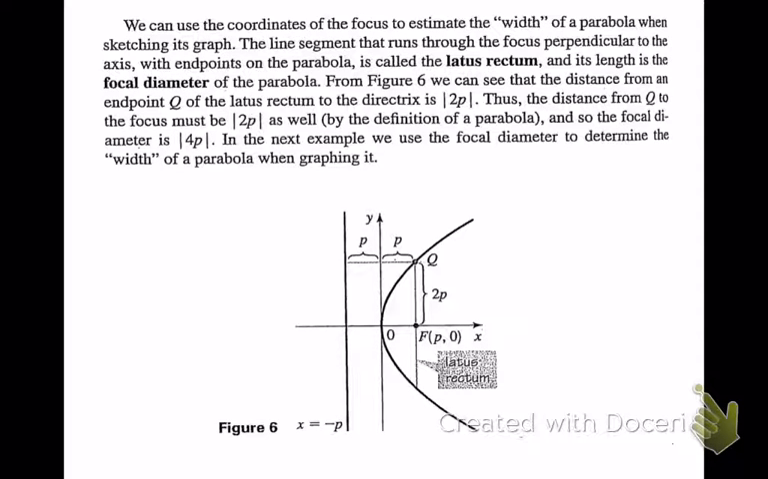Thus, the distance from Q to the focus must be the absolute value of 2p as well, by the definition of a parabola, because we know the point is the same distance from the focus and the directrix. So the focal diameter is the absolute value of 4p. In the next example, we will use the focal diameter to determine the width of the parabola when graphing it.